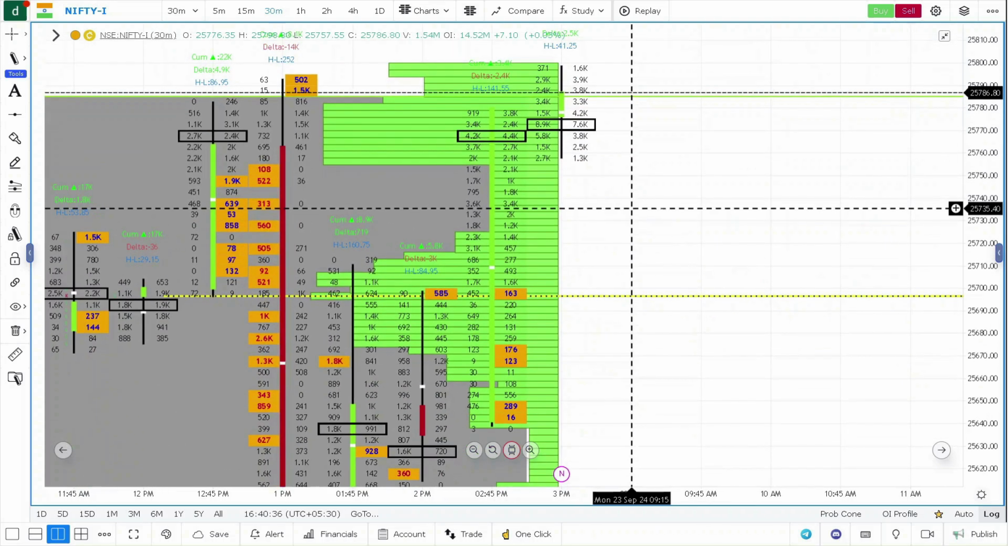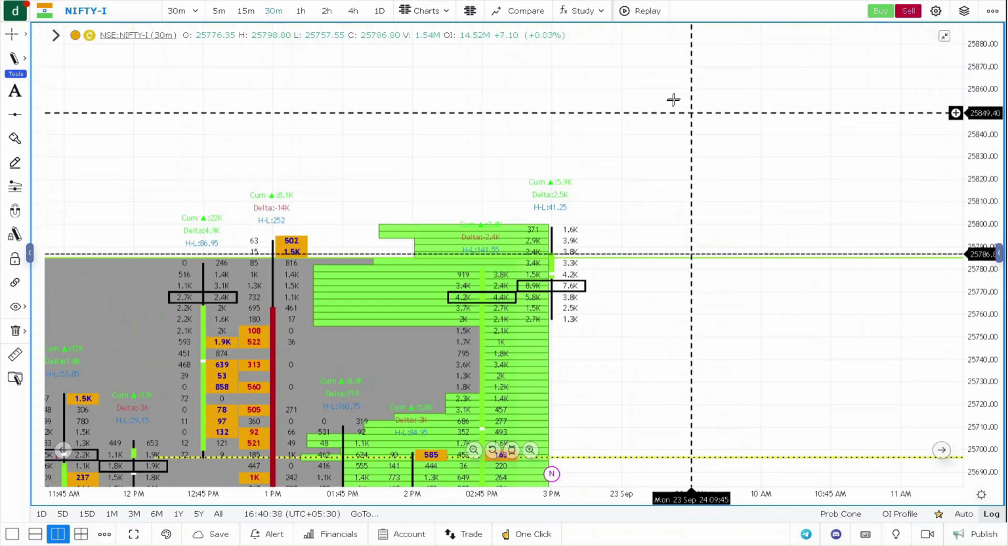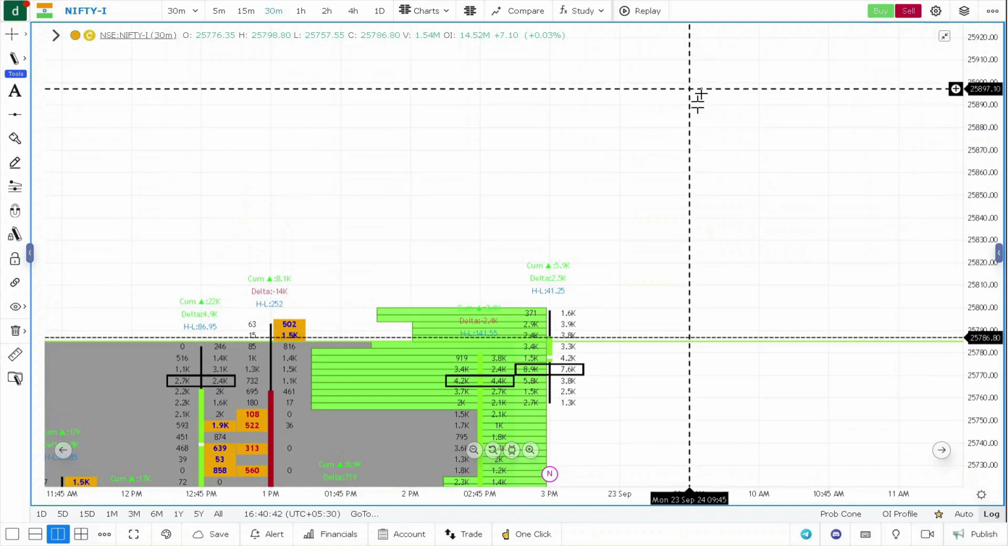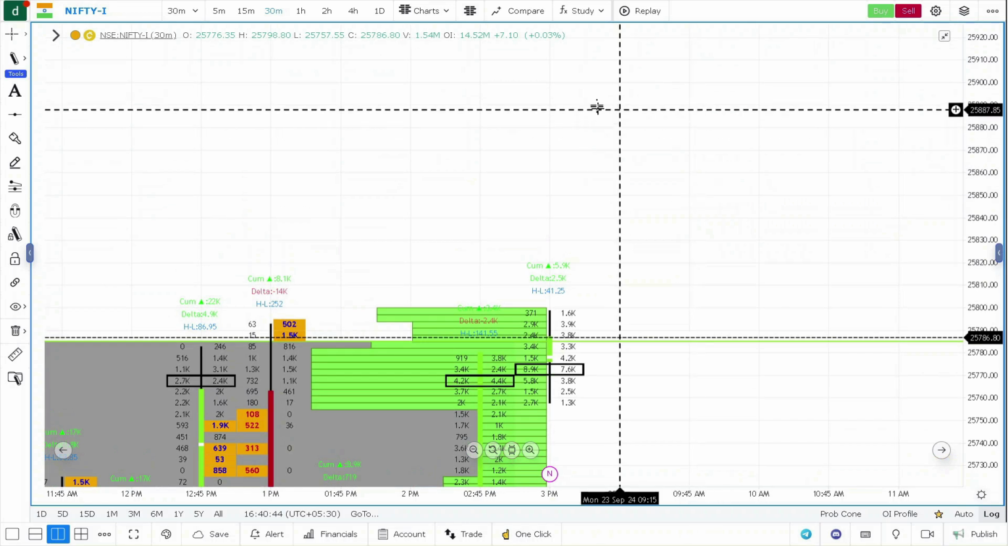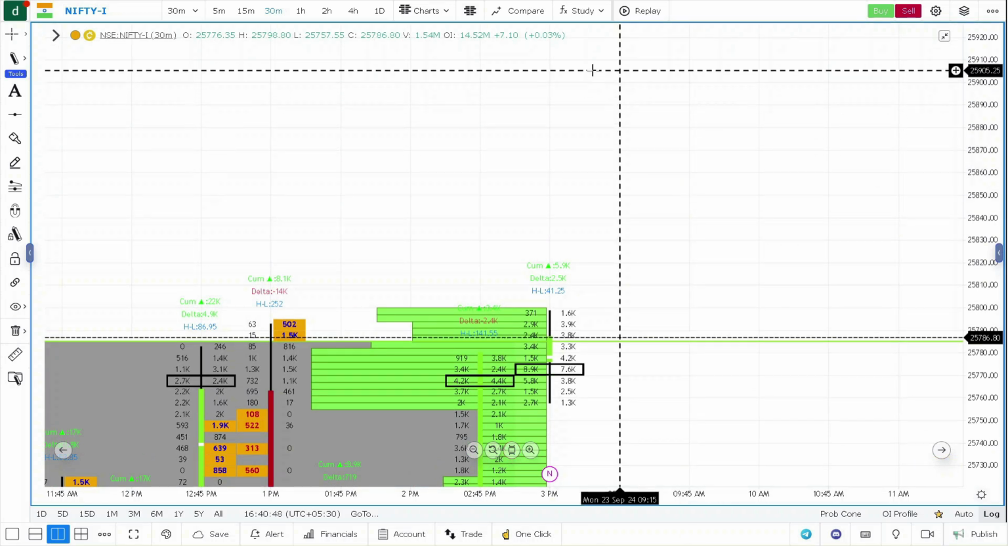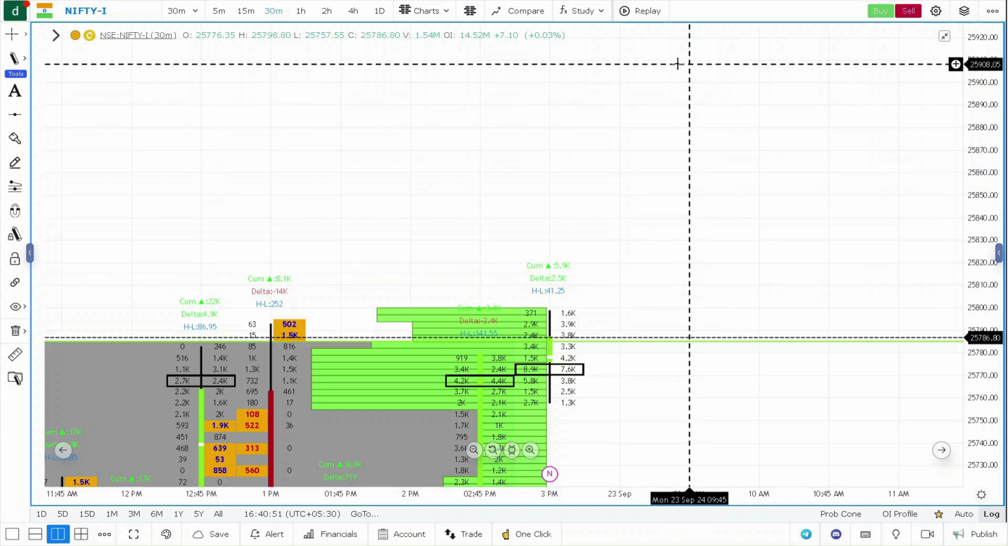If there is a heavy gap up of about 25,880 or 900 levels, then that is going to be tricky. So let the market sustain for 1 hour to 2 hours, and then as the prices come down, look for a buying opportunity.